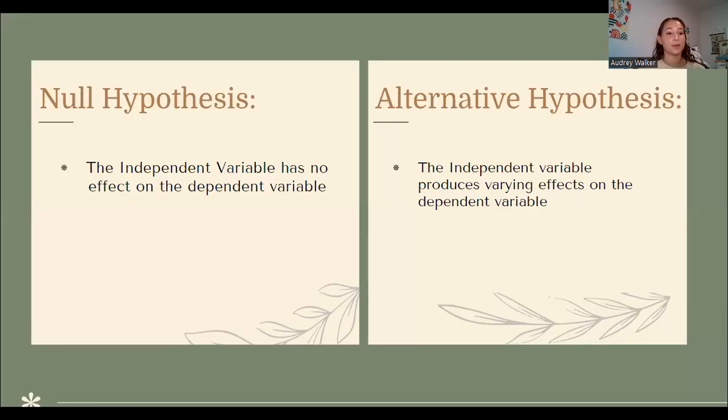Okay, so when approaching our experiment, we discussed two different hypotheses. The first being our null hypothesis, which was that the independent variable has no effect on the dependent variable. And then to provide this in more specific terms for our experiment, different colored LED lights do not produce varying effects on the growth of arugula.